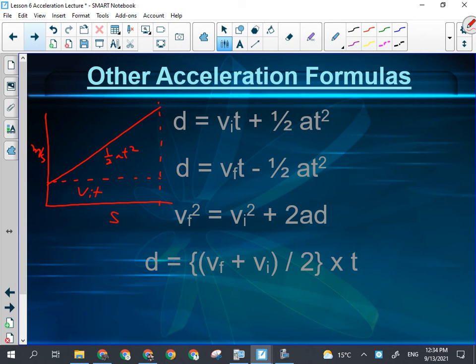Now its counterpart, which looks very similar, VF times T minus 1/2 AT squared. What that one is doing, same graph, is saying, all right, here's VF up here. It's going to multiply VF by T and calculate this whole rectangle. And then it's going to subtract this part. Does that give me the same area?